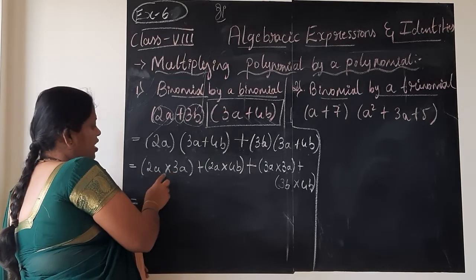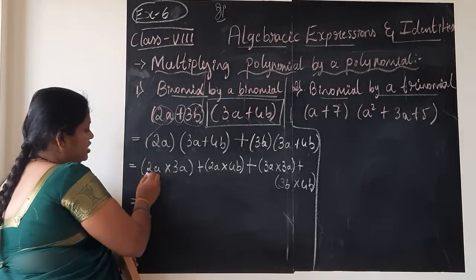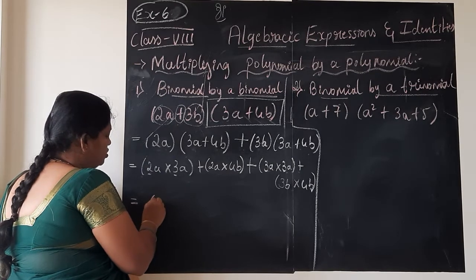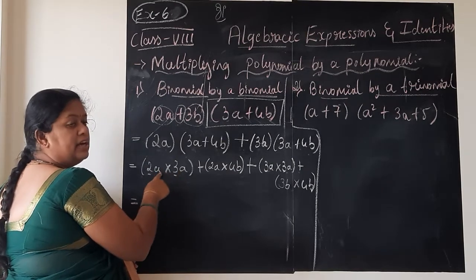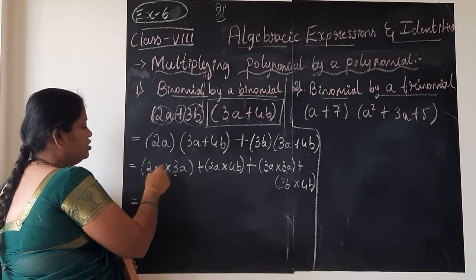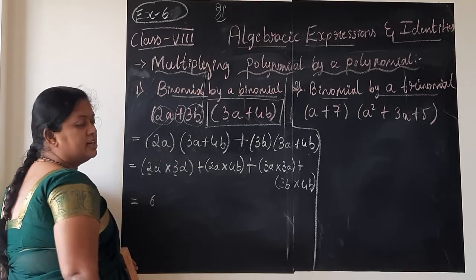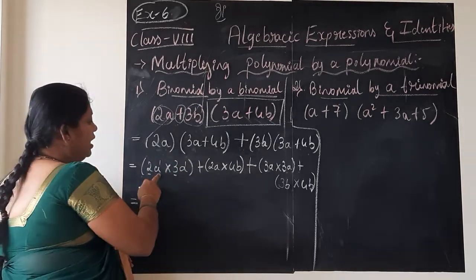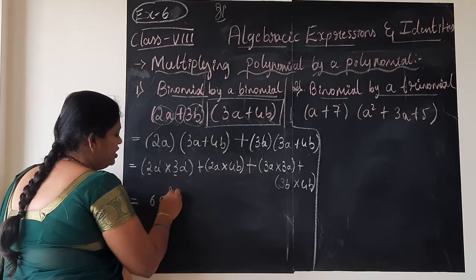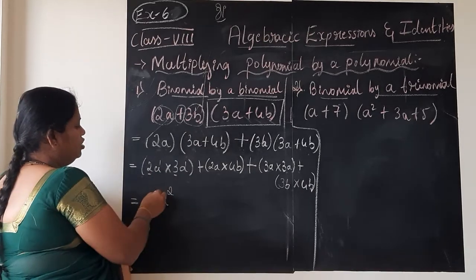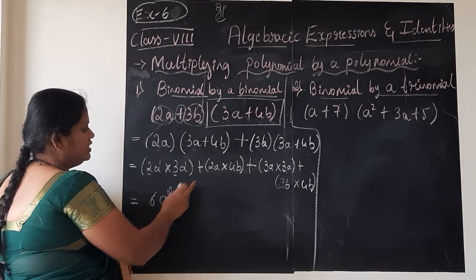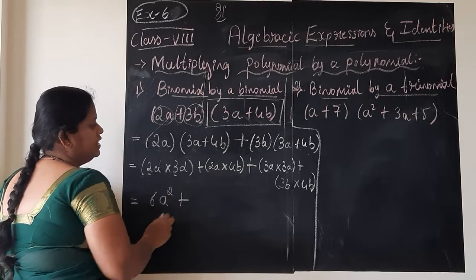First, you multiply the constants, 2 into 3. Both are plus, so 2 3s are 6. a into a: see, same variable a is there. No power is written, which means it is understood as a to the power 1. a power 1 into a power 1 is 1 plus 1 is 2. So 2a into 3a is 6a square. This plus sign I will write as it is.